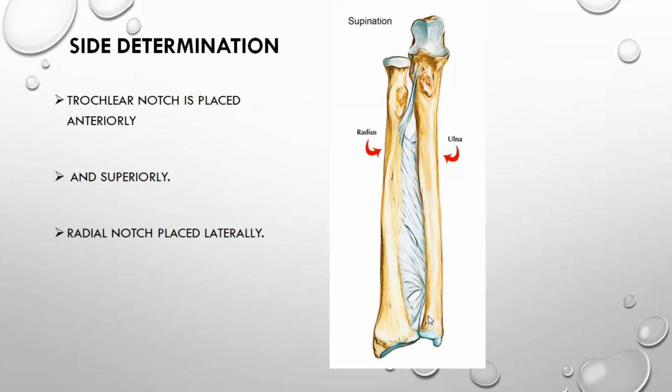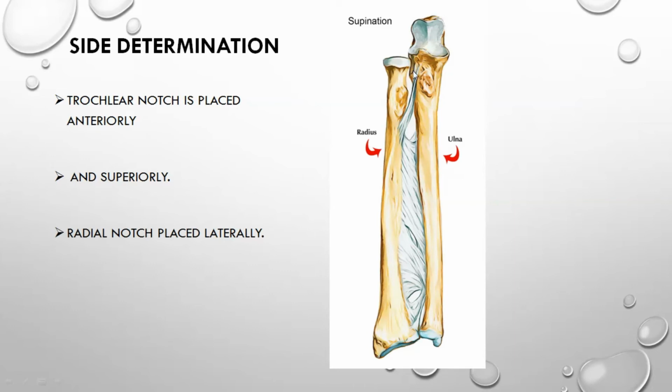This is the first point, to hold the bone in normal anatomical position. The second is the trochlear notch, which is placed anteriorly and superiorly. Third point, the ulnar tuberosity, which is present again anteriorly. This is the ulnar tuberosity, which is also present anteriorly. The fourth point is the radial notch. This is the radial notch, which is placed laterally.